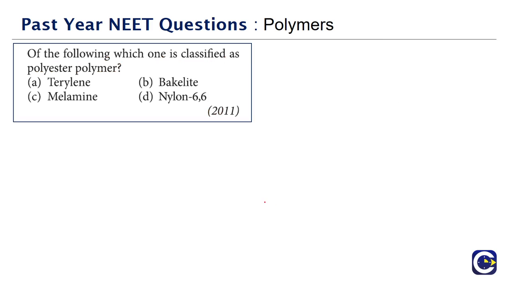Next we have a question that has come in 2011. Of the following, which one is classified as polyester polymer? Okay, so polyester polymers are basically formed when your monomers, one is an alcohol and the other is an acid.